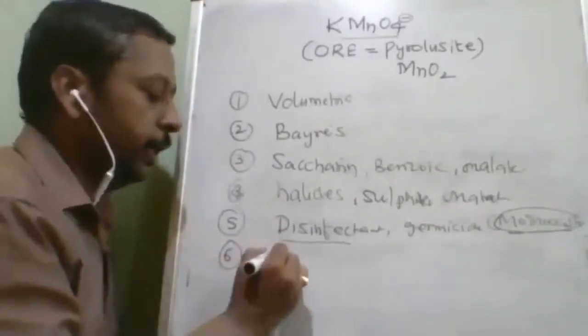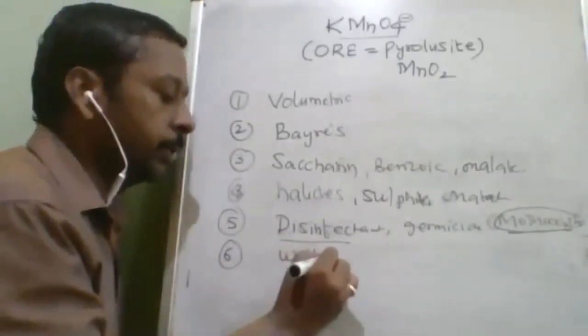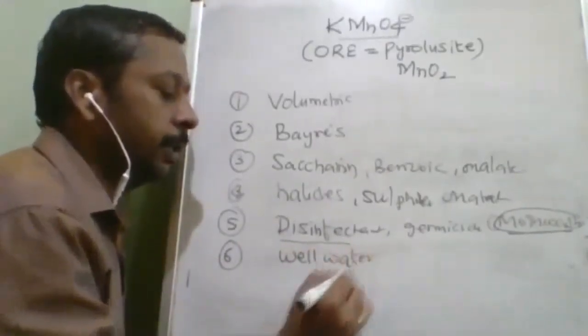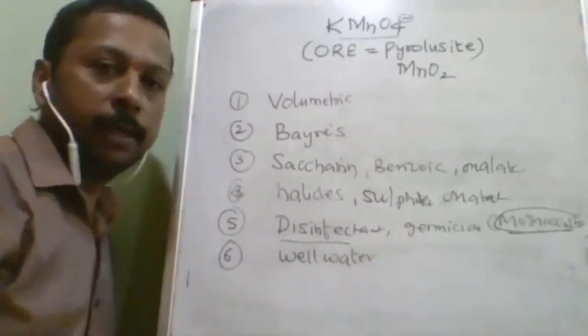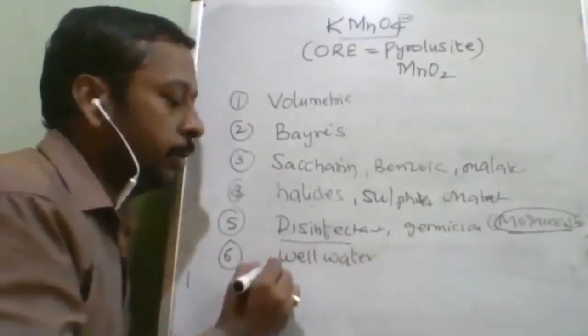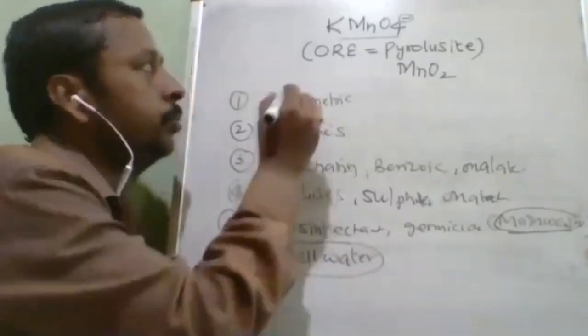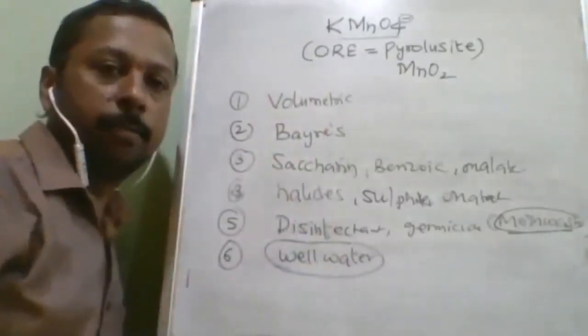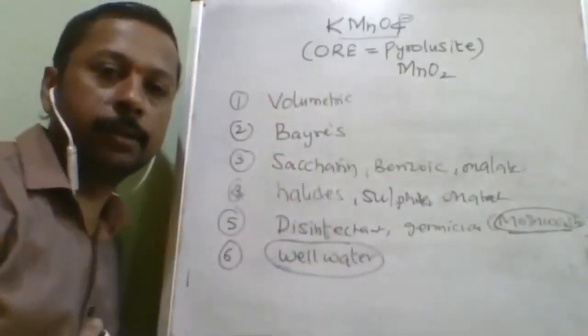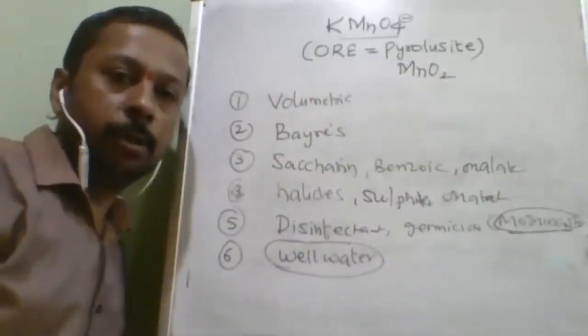Then purifying well water. Well water sometimes, after many days, has a smell coming out of it. To oxidize that smell, KMnO4 is used as an oxidizing agent. Is it understood? Okay.